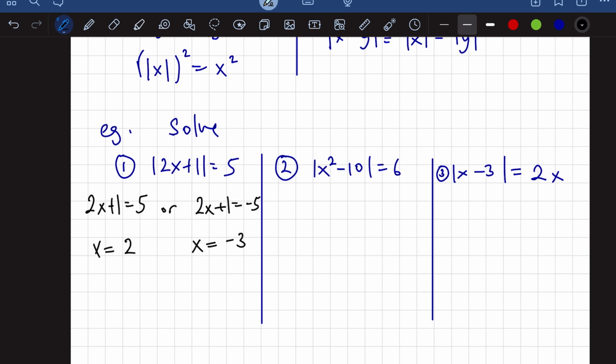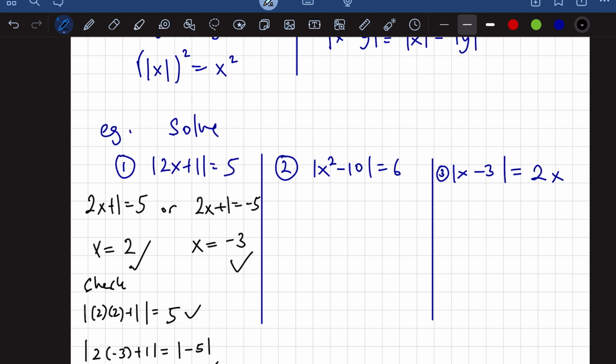From here we are not done, because sometimes in solving modulus equations, there are what we call false answers. So we have to verify if there is any false answer. We check by substituting 2 into the modulus: mod of 2 times 2 plus 1 equals 5. That is correct. And we check with negative 3: modulus of 2 times negative 3 plus 1 equals negative 6 plus 1, which is the modulus of negative 5, which equals 5. So that is also true. Therefore, these 2 answers are true.